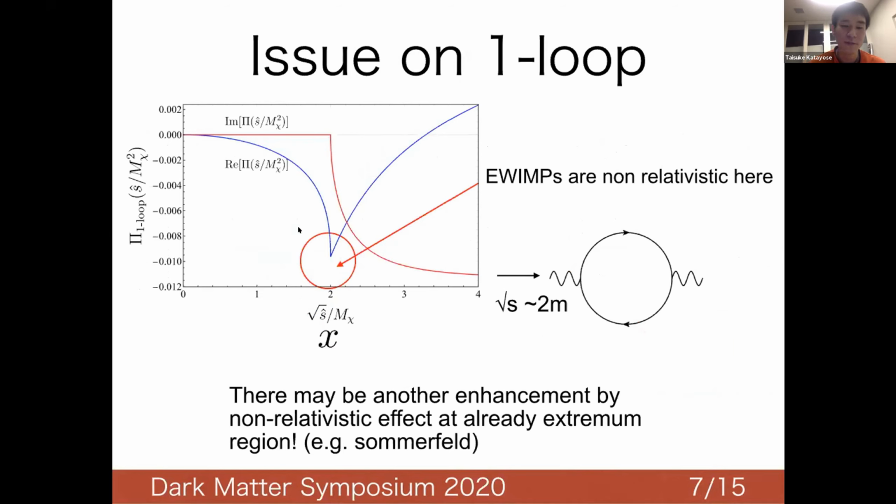Okay, and let me summarize. This is a signal at a hadron collider for m equal to 5 TeV and with 0.1% energy resolution. This is from the one-loop contribution. This red line is from the two-loop contribution, and this black line is from the non-relativistic calculation contributions. I also include all effects like bound states.